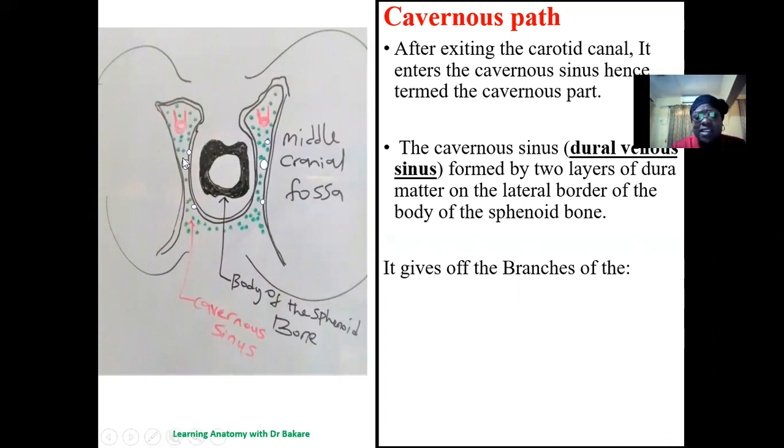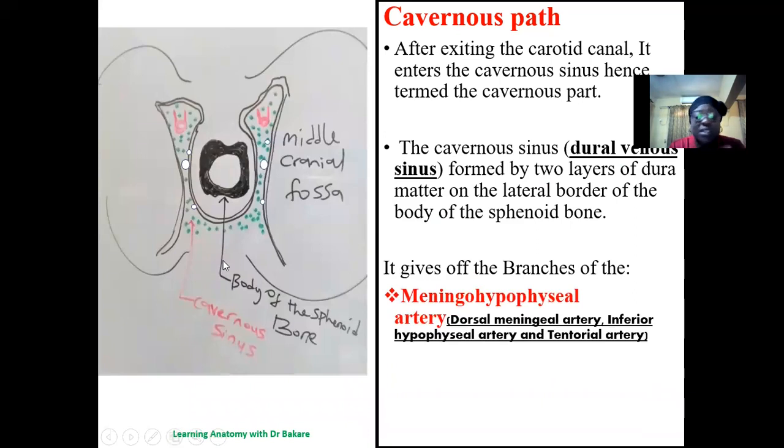Within the cavernous sinus, we can see a number of nerves that are embedded within it. And within the cavernous sinus, it also gives off a number of branches. So the first one is the meningohypophyseal artery. The meningohypophyseal artery runs from this part of the internal carotid artery, and this further subdivides into other branches, which include the dorsal meningeal artery, the inferior hypophyseal artery, and also the tentorial artery.